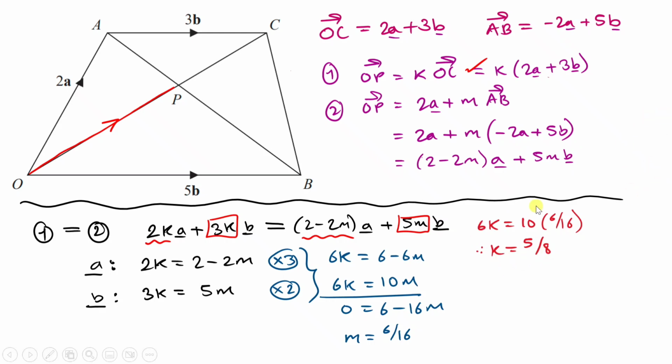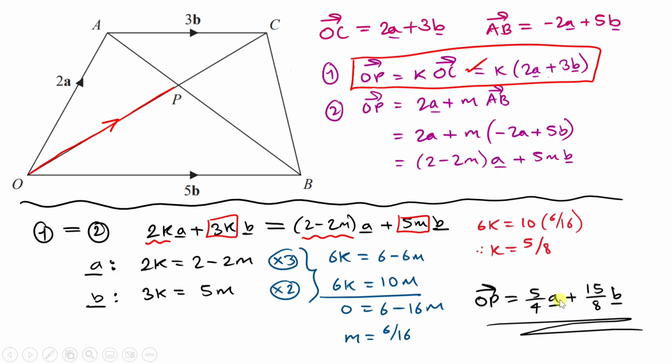And then finally, guys, because you got your K value, and we defined earlier what O to P was. Remember, O to P, we defined it as this equation here. All you want to do is replace this K value with 5 over 8, 5/8, and then expand it. So 5/8 times 2a will give us one result, and then 5/8 times 3b will give us the next result. And remember, simplify your final result, guys. And voila, this is it.